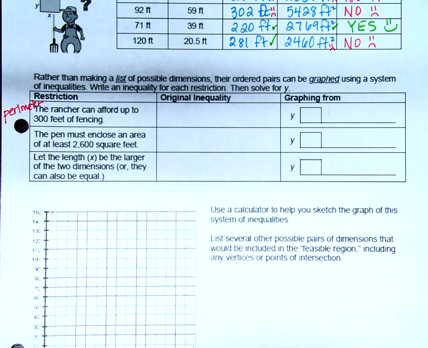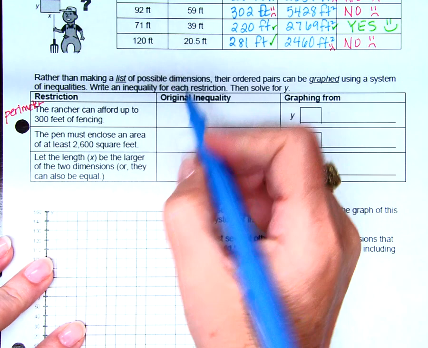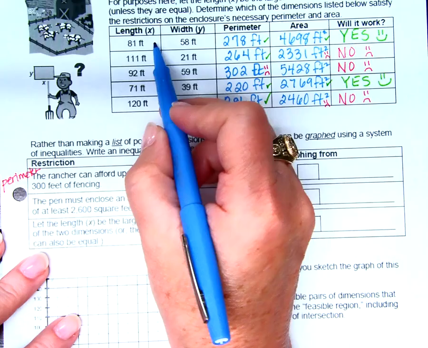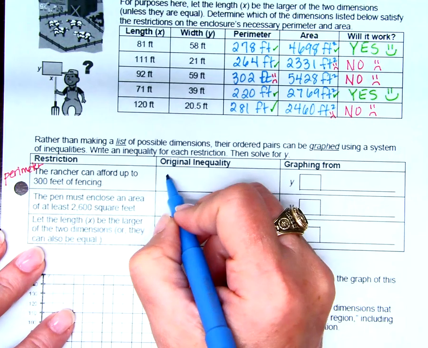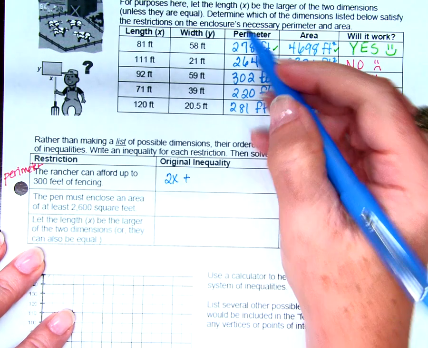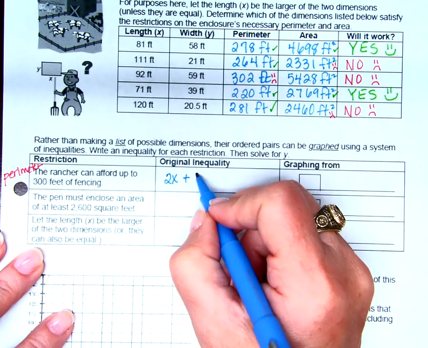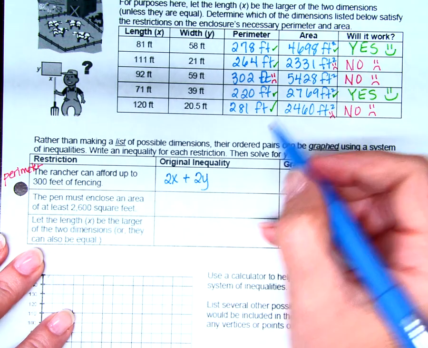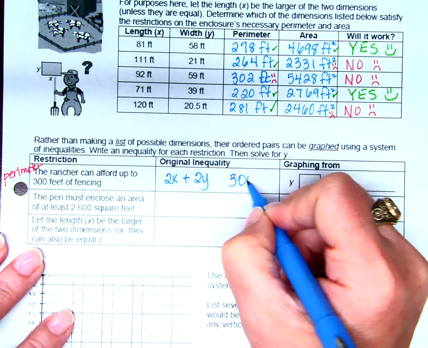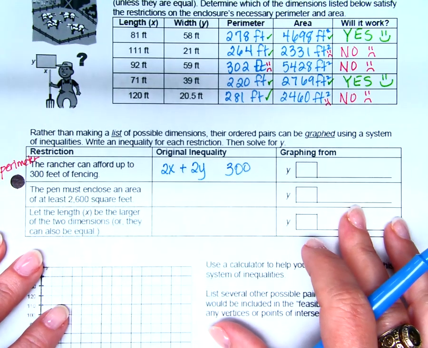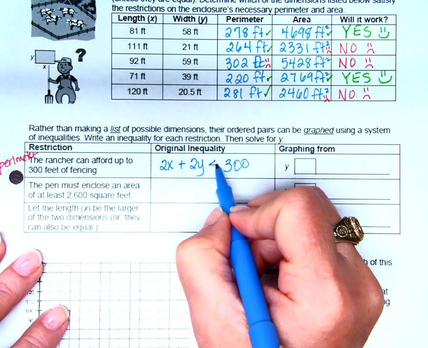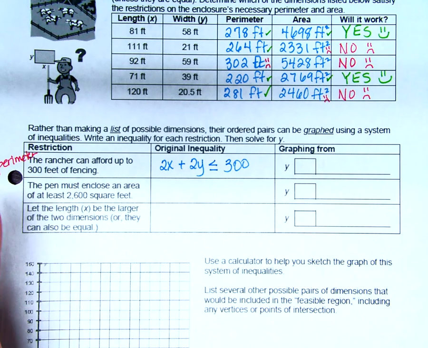So how did we find perimeter again? So I said 2 times x plus 2 times y, right? And that had to have something to do with 300. What did it have to do with 300? Less than or equal to 300. Very good.